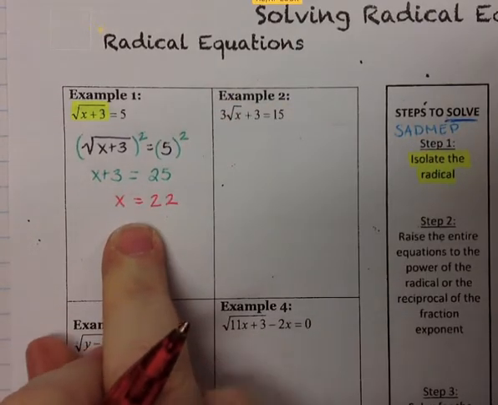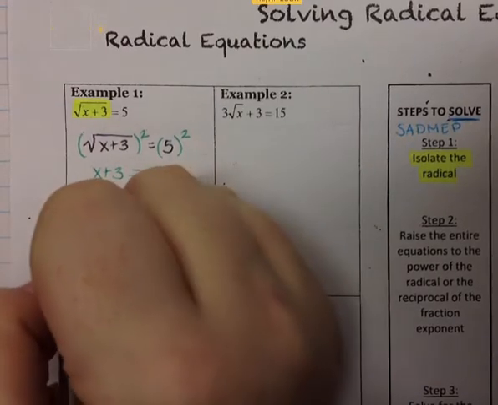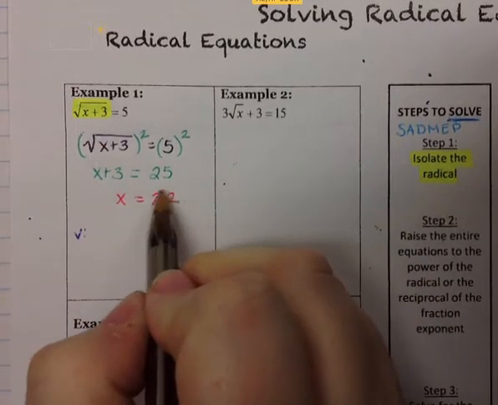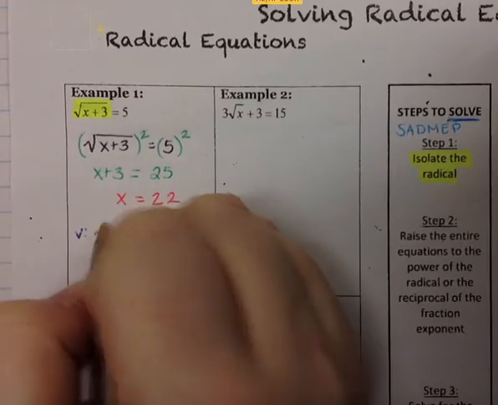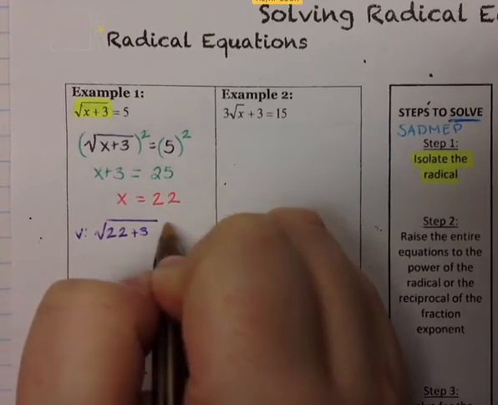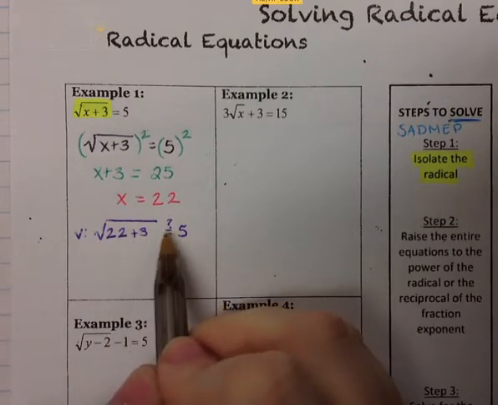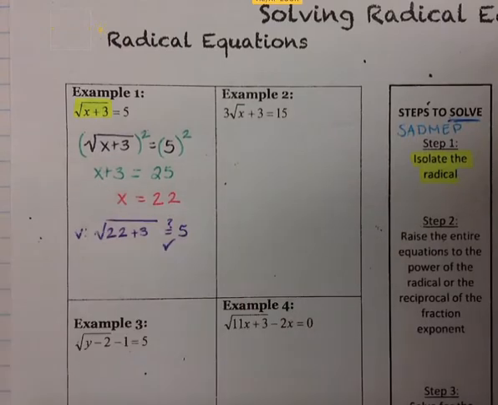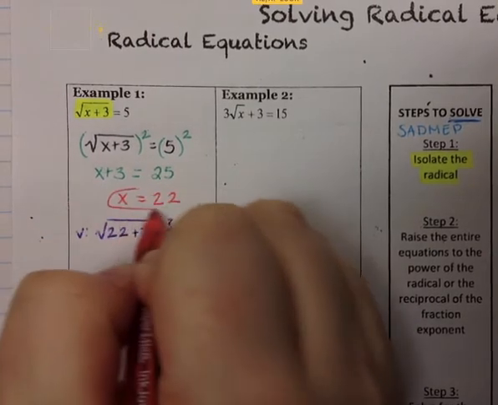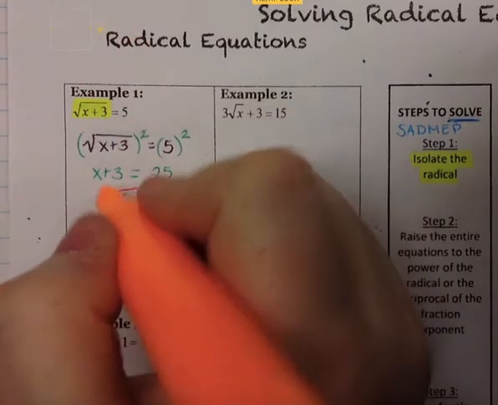Now, I am not going to circle this yet because I need to check it first. Checking it, because this is step 4, I'm going to put a little check mark down here. I'm going to put this back into the original problem, which was the square root of 22, because that's our x, plus 3. Is that equal to 5? 22 plus 3 is 25. Square root of 25 is 5. So this works. That means that we can say that this is our correct answer. And I'm going to highlight my answer, saying that this is correct. Going to highlight it in orange. Say this is our final answer.